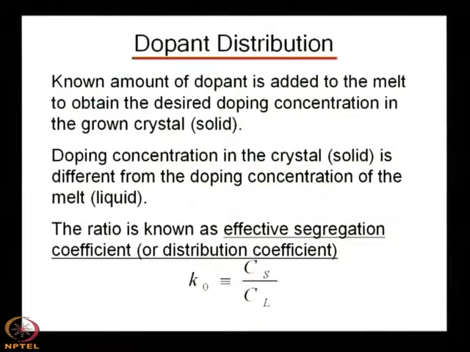You see that a known amount of dopant is added to the melt. Known amount means it may be gram or milligram of phosphorus or arsenic or antimony or boron is added to the melt to obtain the desired doping concentration in the grown crystal. When we say crystal, that means it is the solid.